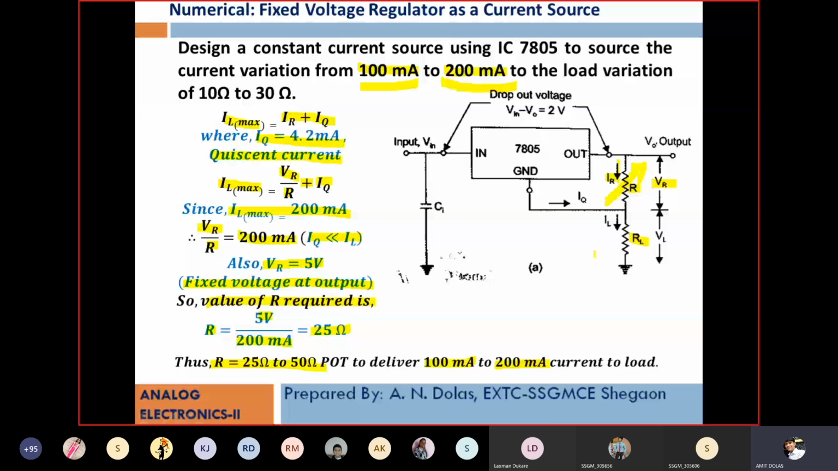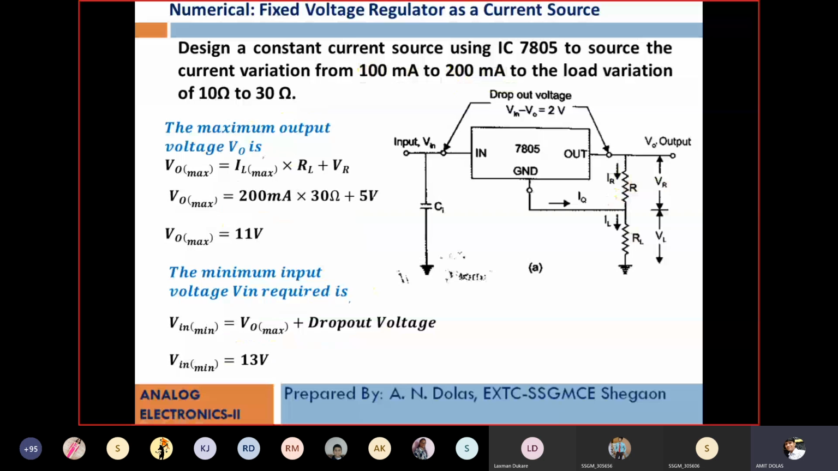in place of R. So this is how we can have the constant current source using 7805.